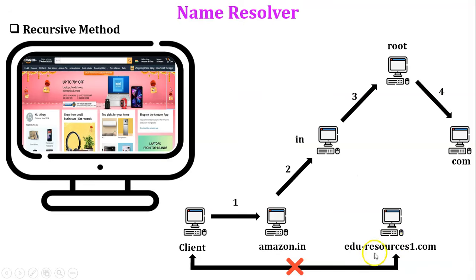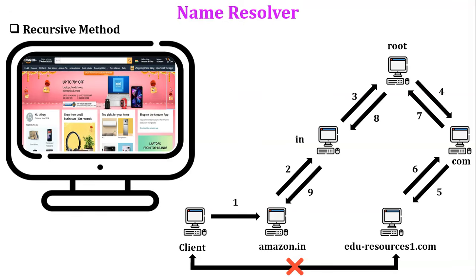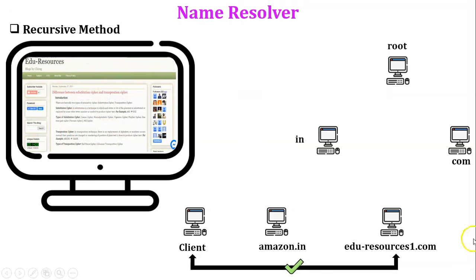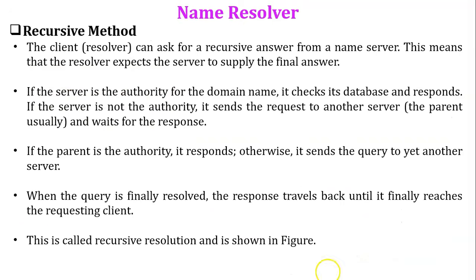The second level domain is eduresources1. So the top level domain passes this query to the second level domain eduresources1. When the query is finally resolved, the response travels back until it finally reaches the requesting client. And now the client can access that website eduresources1.com. So this is called the recursive method. Now, what I have discussed in the recursive method you can read from this slide.